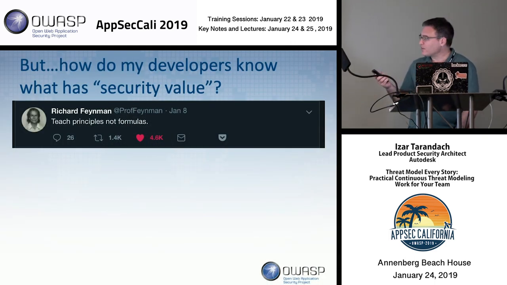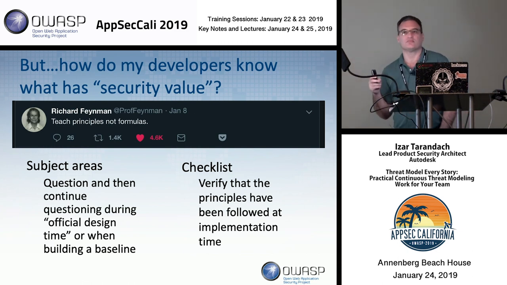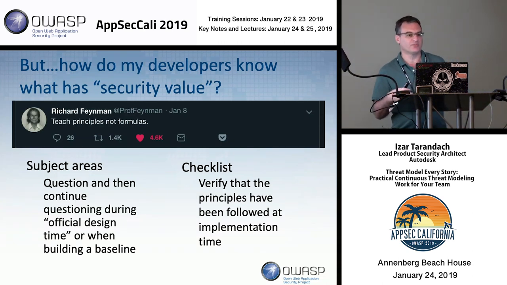So at Autodesk right now, we are using these two tools, for lack of a better word. We have the subject areas. And in the subject areas, we use them for the big baseline, for the stuff that we want the whole team to sit down and consider together. So we offer them not a checklist of things to go look for, but we say these are the areas that we are interested in. And we give them a couple of questions here and there that might help direct that. And then for the developer level, we have the checklist.